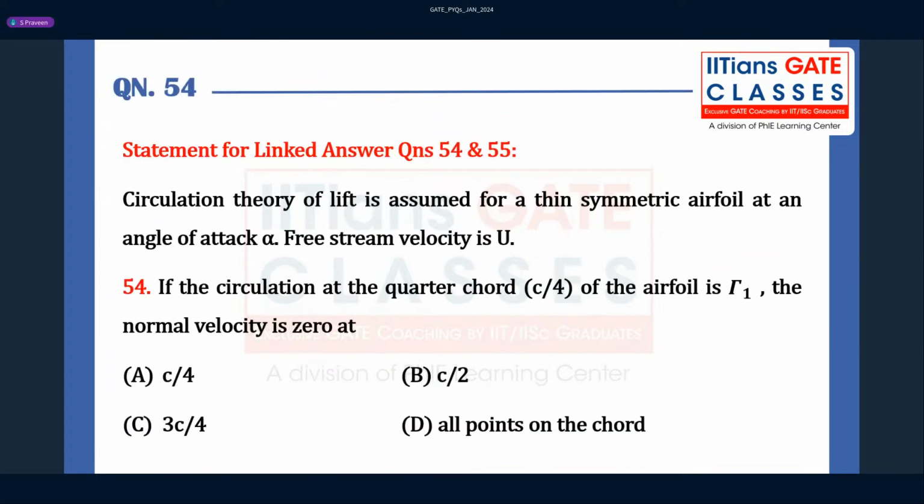So again, it's from aerodynamics, but let's do that. Circulation theory of lift is assumed for a thin symmetric airfoil at an angle of attack alpha. The free stream velocity is U. If the circulation at the quarter chord, C by 4, of the airfoil is gamma 1, then the normal velocity is 0 at dash.